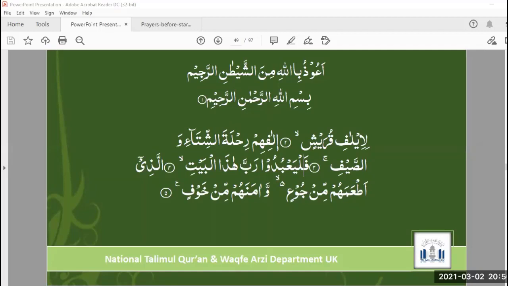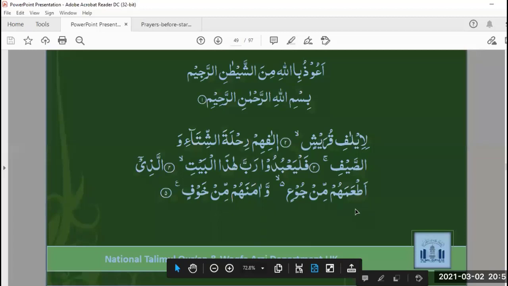Well done. Excellent reading. We haven't learned these rules, but you're doing good. At-amahum, this is ghunna here because two meems are together. And this is ikhfa: noon sakin, and next is an ikhfa letter, min jū', min khawf, ghunna. Very good reading, very careful reading. Jazakumullah. Next one.